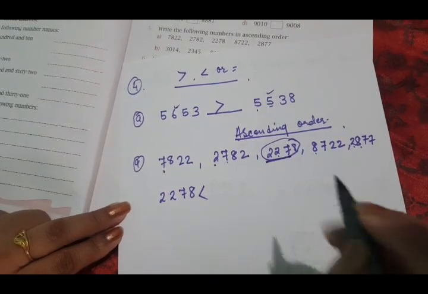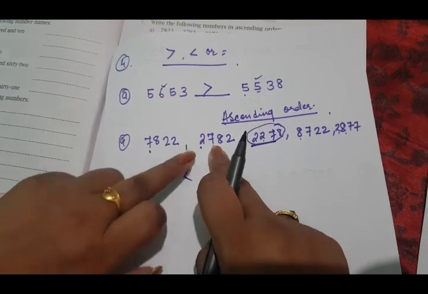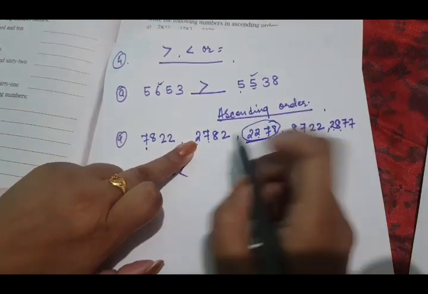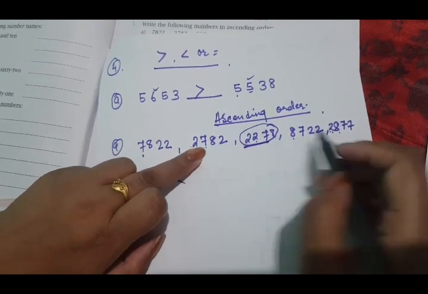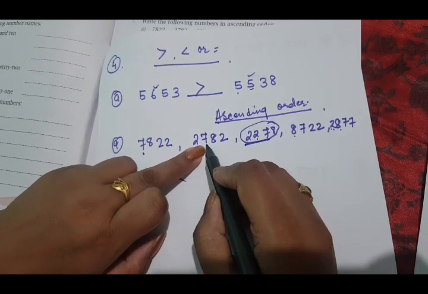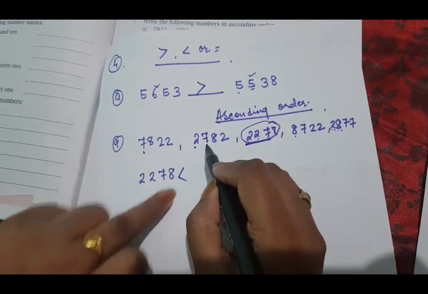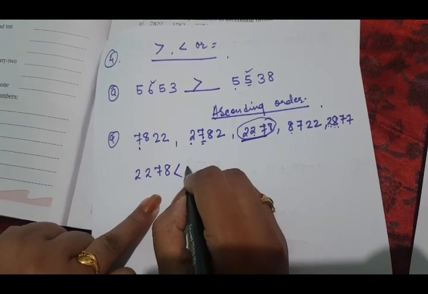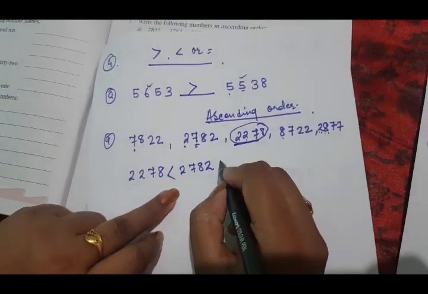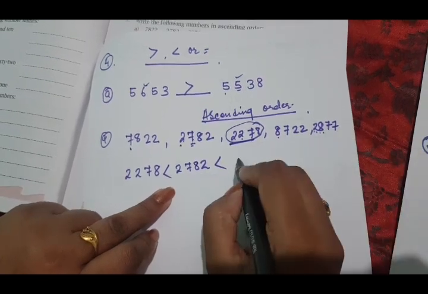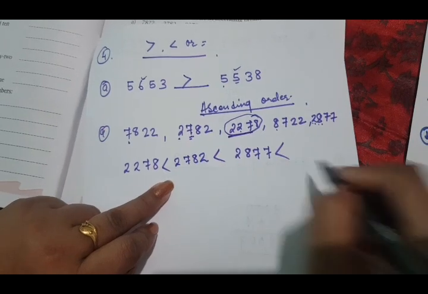So 2, 2, 7, 8. Now we have to find the one a little bigger than this. Again we will see these two, we have to match. In the first number you can see the same value, that is 2 and 2. In the second numbers you can see 7 and 8. Among 7 and 8, 7 is the smaller one. So you will write 2782. Then comes 2877.